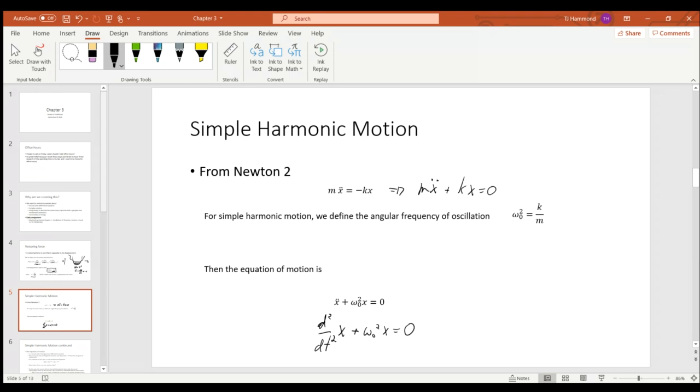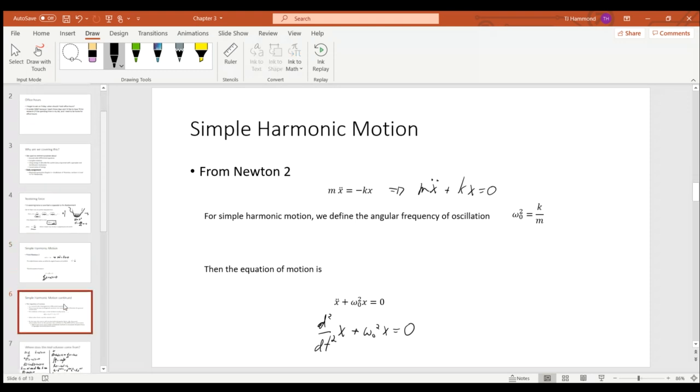We've shown that if we ever have a minimum in a potential, then we can approximate that as some kind of simple harmonic motion. From Newtonian mechanics, we see that this F equals ma is going to be proportional to this displacement x. And so that gives us our second order differential equation. Okay.